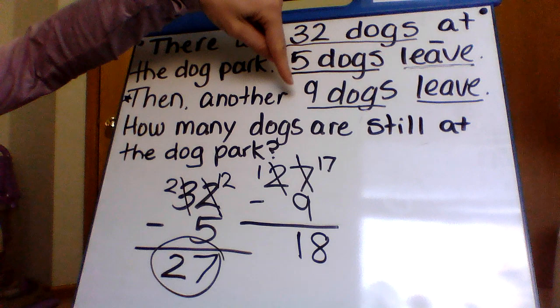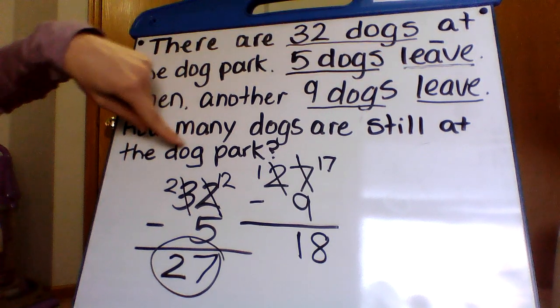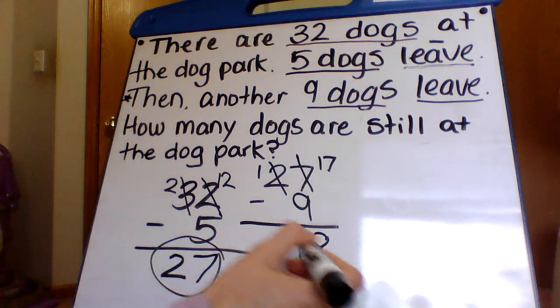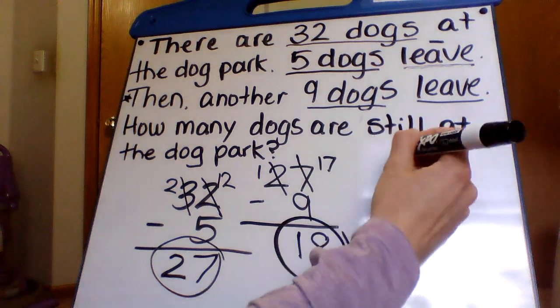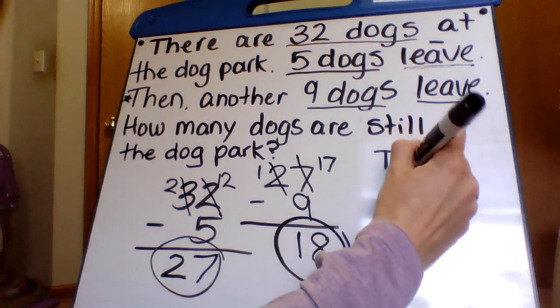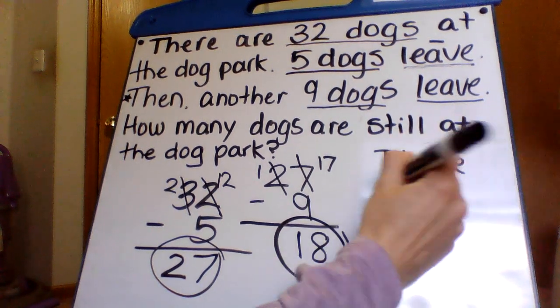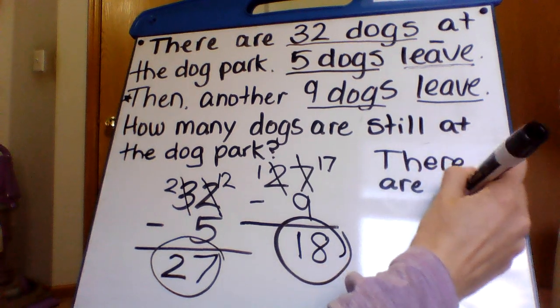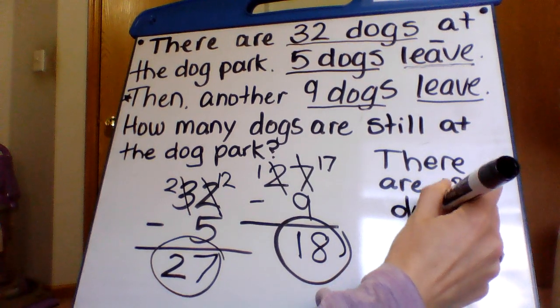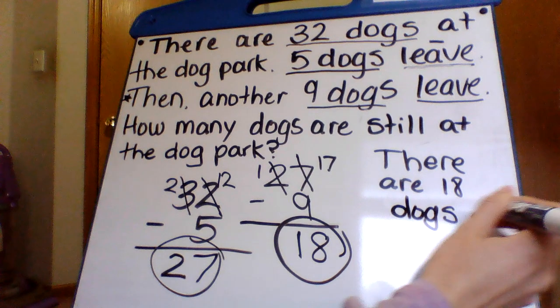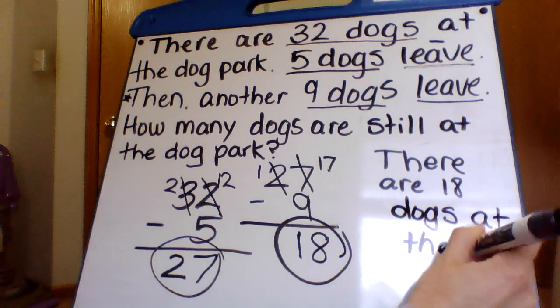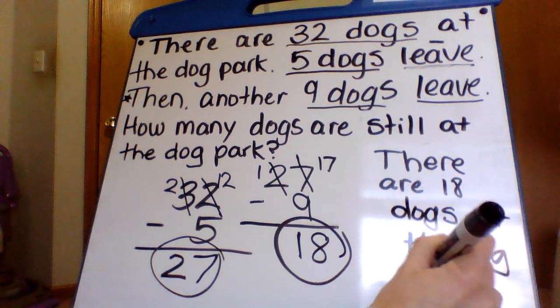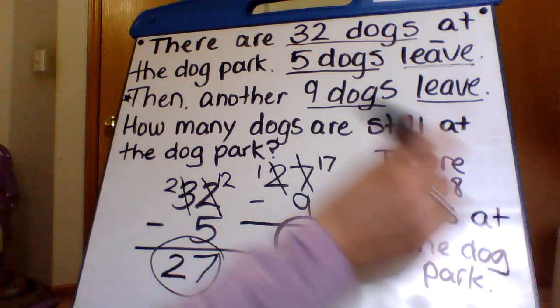I subtracted 5 dogs that left. Then I subtracted my 9 dogs that left. How many dogs are still at the dog park? There, remember we want our sentence: there are 18 dogs at the dog park.